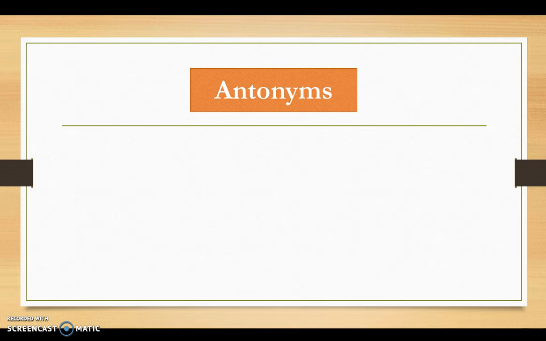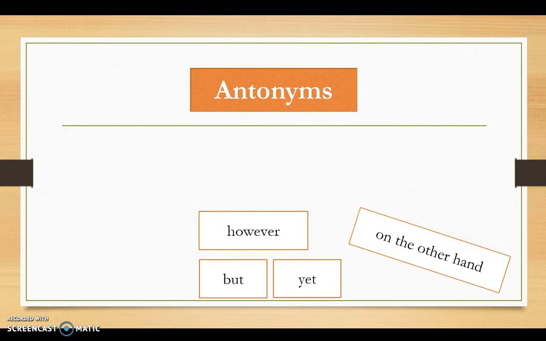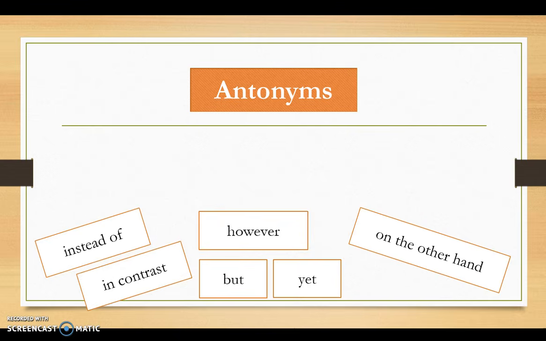Like the example context clues, authors will typically use a signal word or phrase to tell the reader that they're doing this. These phrases are however, but, yet, on the other hand, instead of, and in contrast, just to name a few. Let's take a look at the example.